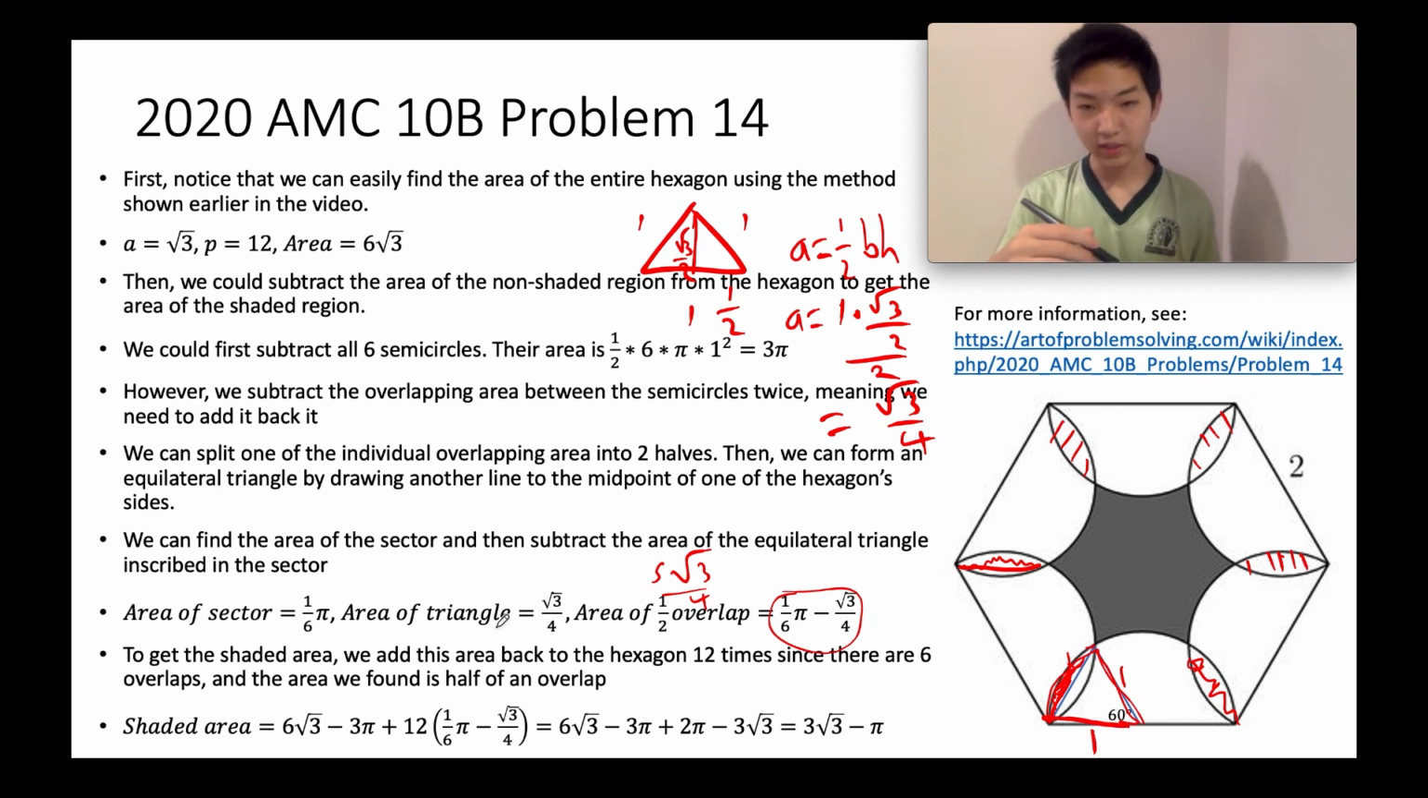So that means that the shaded area would be equal to 6 radical 3 minus 3 pi, this is just the area of the hexagon minus the 6 semicircles. We have to add back 12 of the half overlaps. So inside would be 1/6 pi minus radical 3 over 4. So then we expand, and we get 6 radical 3 minus 3 pi plus 2 pi minus 3 radical 3. And then we do our operations, and we will get 3 radical 3 minus pi.